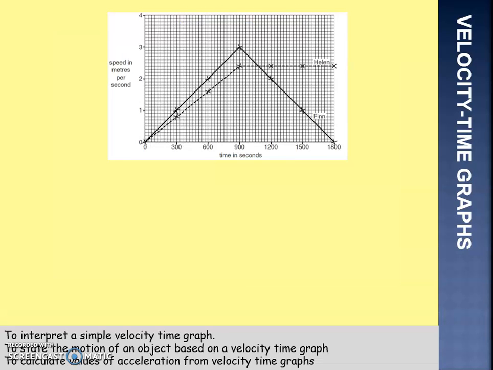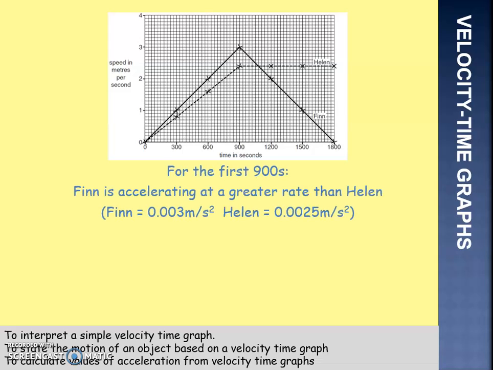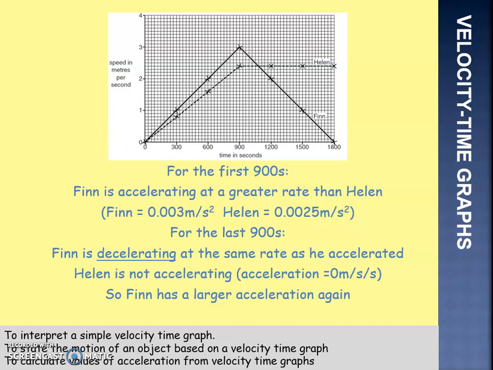Okay, so we divide the graph into 2 sections, first 900 and second 900. For the first 900, Finn's gradient is much greater than Helen's, so he's accelerating quicker than her, and there's the figures if you work it out. For the second section, Finn is decelerating at the same rate he accelerated, that's the same gradient, and Helen's is a level line, she's not accelerating, so again, Finn has a larger acceleration.